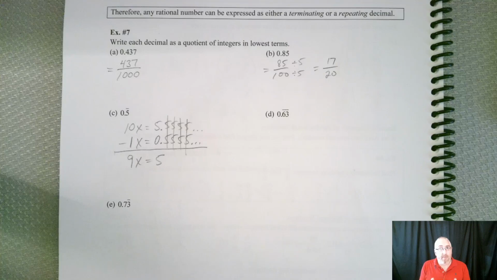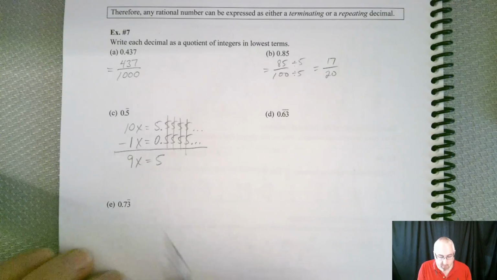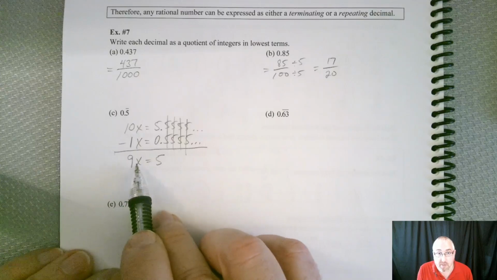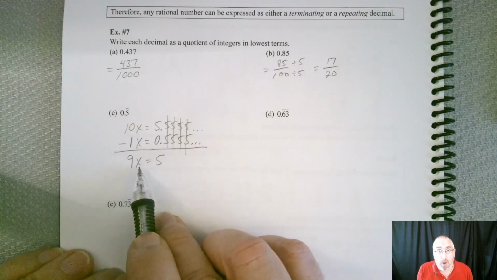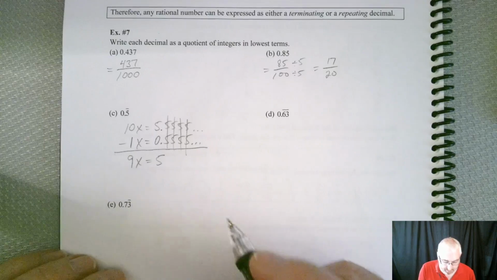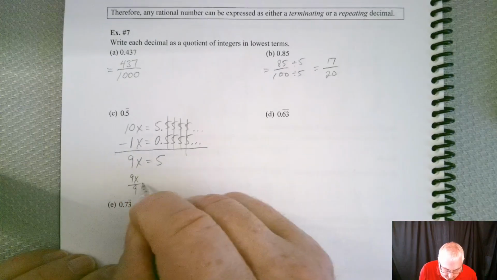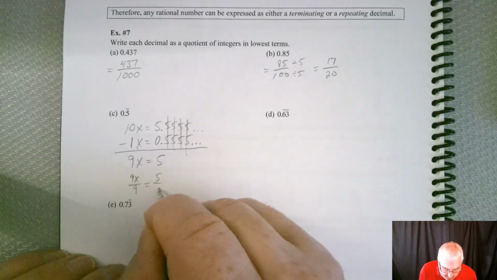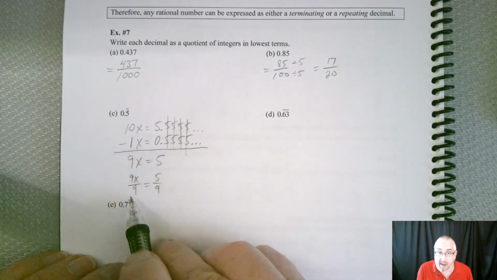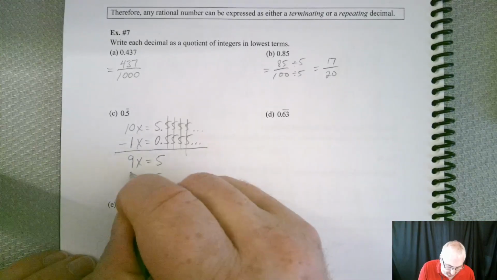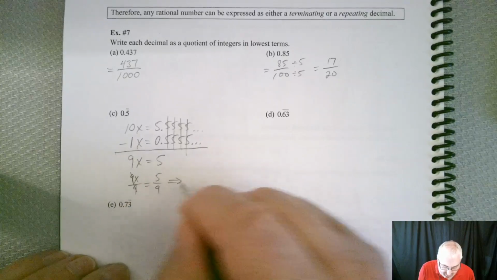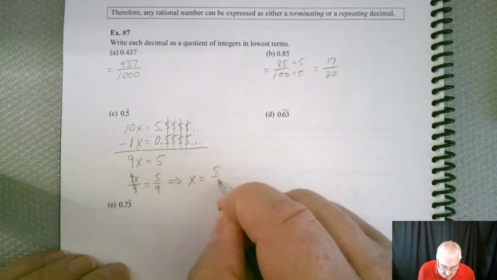We still want to get a fraction out of this. So now here's the trick with algebra. If we want to get rid of this 9 and it's being multiplied by x, we need to divide to get rid of it. So the last step is going to be to divide both sides by 9, because on the left, those 9s are going to cancel out. So this tells me that x is equal to 5/9.